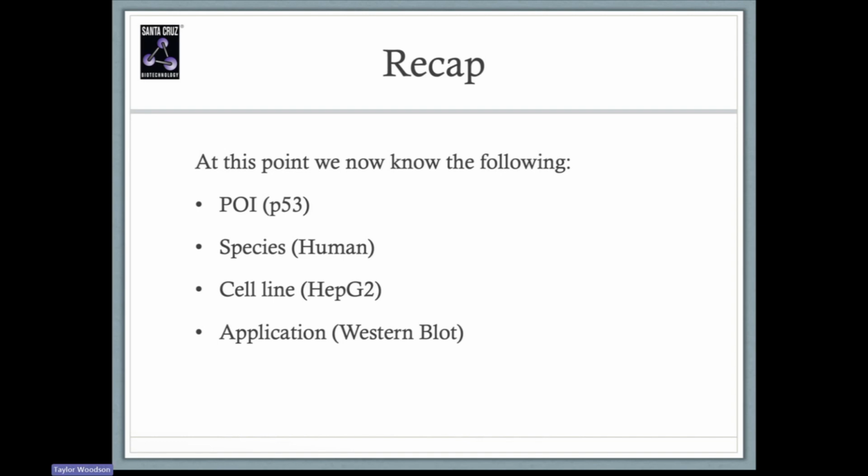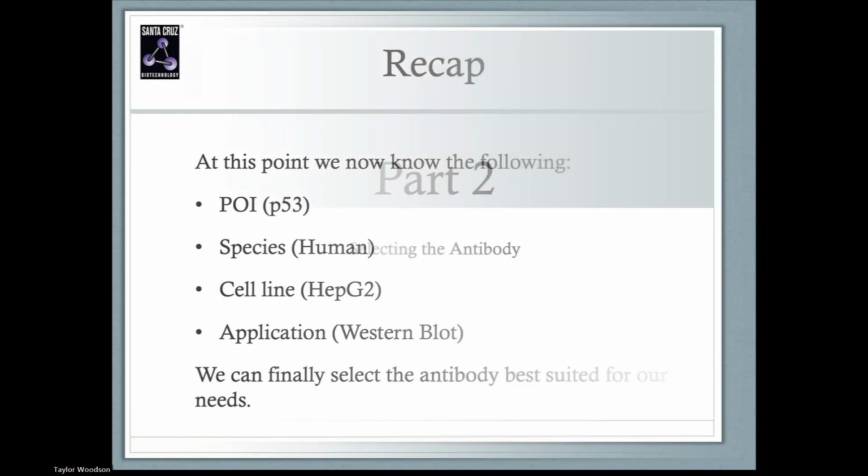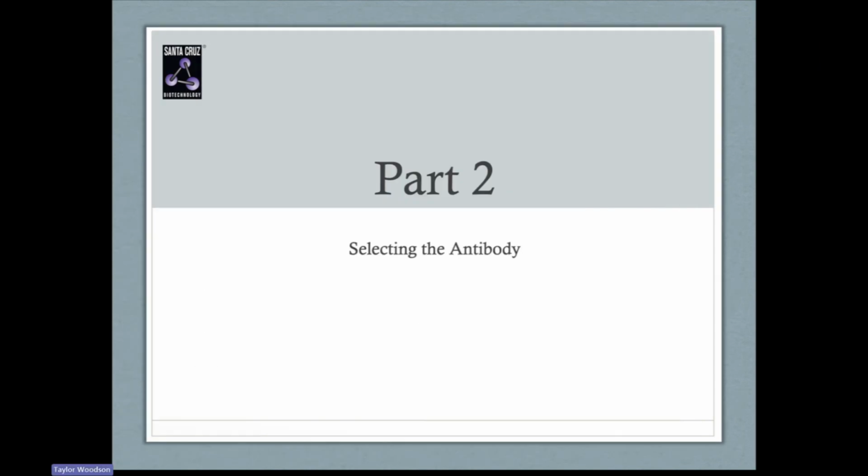Now, with all of this information, these are the four main pieces of the puzzle that we need in order to actually select the antibody. So we can finally go through that selection process that's best suited for the researcher's needs. All right, part 2, selecting the antibody.